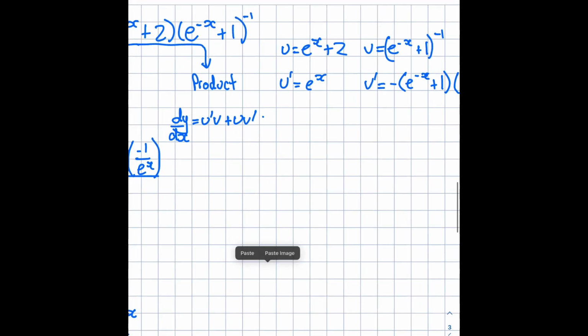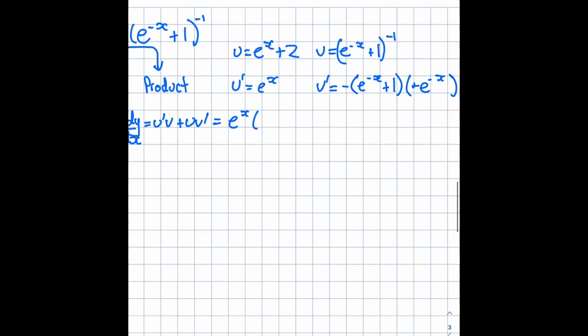So then if we apply this to the product rule, we get our u dash is e to the x, and then v equals e to the negative x plus 1, and then plus u is e to the x plus 2.